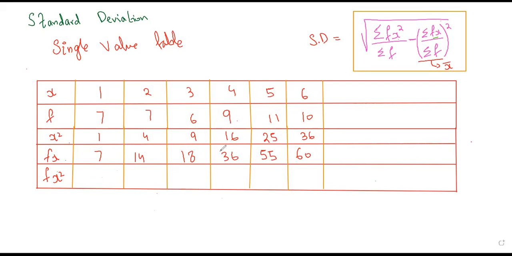Yes, Sahib, that is correct. Very good. Okay. So we are doing 7 into 7. Yes, Munja, now you can tell me it's 7 and then 7 into 4, that would be 28. And then 6 into 9, that's 54. Yes, and then 9 into 16 is 144. 11 into 25 is 275. And then 10 into 36 would be 360. Okay, just wait a second.